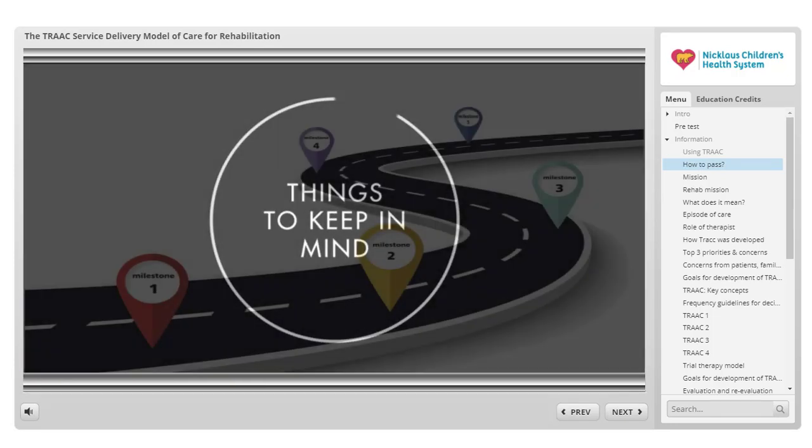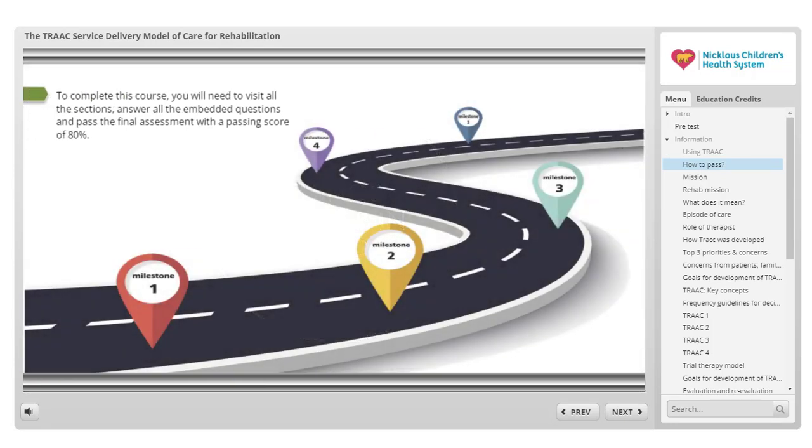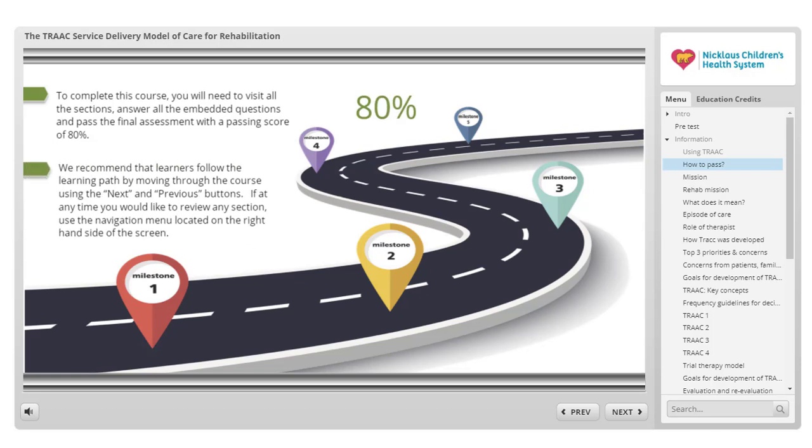To complete this course, you will need to visit all the sections, answer all the embedded questions, and pass the final assessment with a passing score of 80%. We recommend that learners follow the learning path by moving through the course using the Next and Previous buttons. If at any time you would like to review any section, use the navigation menu located on the right-hand side of the screen.